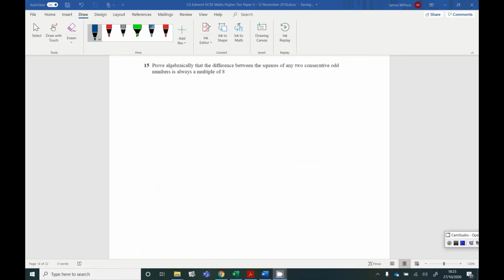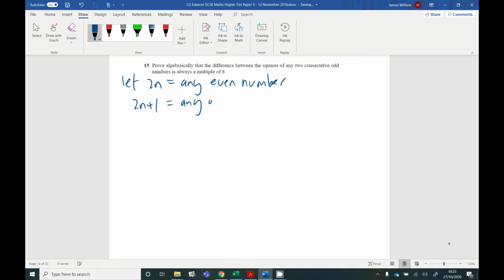Question 15. Now this question is dealing with odd numbers, so let's establish what an odd number is. If you take any number and double it, it becomes even. So we can start off by saying let 2n equal any even number. Now when you then add 1 to that even number, by definition you have an odd number. So then 2n plus 1 equals any odd number.